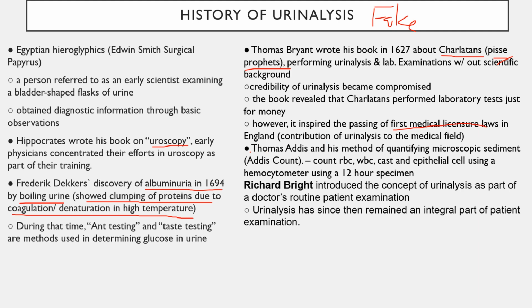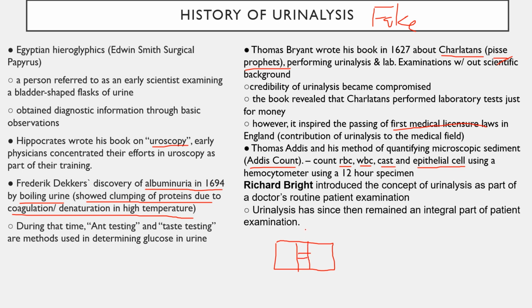And then another scientist, Thomas Addis, and his method of quantifying microscopic sediment. He was the one who invented the Addis count. In the Addis count, you're going to count the presence of red blood cells, white blood cells, casts, and epithelial cells using a hemocytometer using a 12-hour specimen. So, your hemocytometer next year, when you reach third year, you would be using that. Your hemocytometer would look like this.